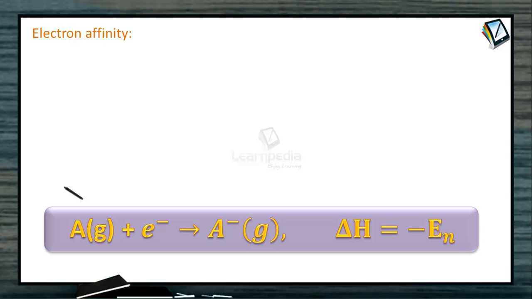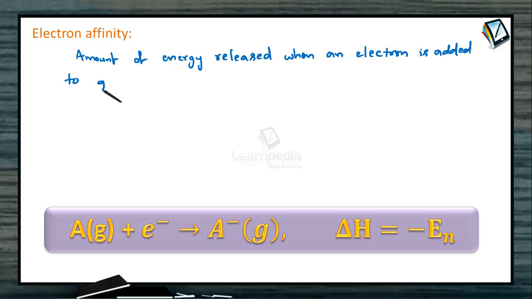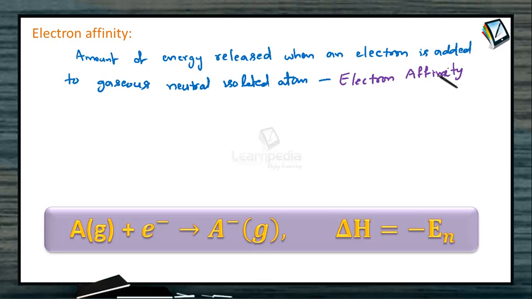You can say the amount of energy released when an electron is added to a gaseous neutral isolated atom is called electron affinity. That means if you add an electron to an isolated gaseous atom, it forms the corresponding anion and releases some energy. That energy is given by the electron affinity of the corresponding element.